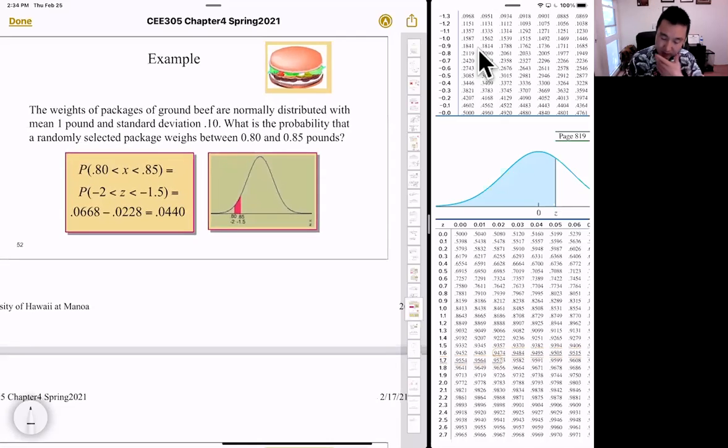Another example using the Z table. The weight of a package of ground beef is normally distributed, with mean 1 pound and standard deviation 0.1 pound. We are asked for the probability that a randomly selected package weighs between 0.8 and 0.85 pounds. So we need to transform X into a Z score, then use table 8.2.